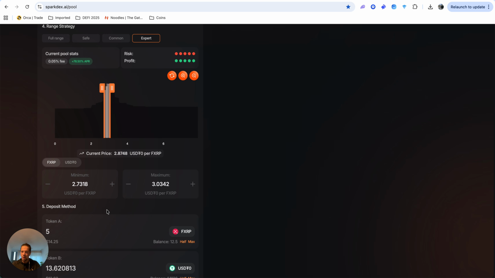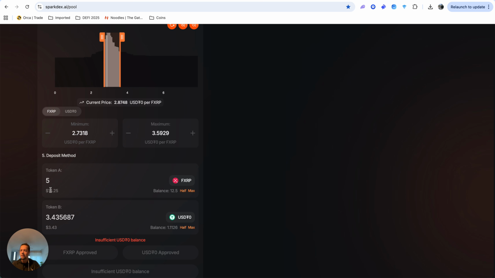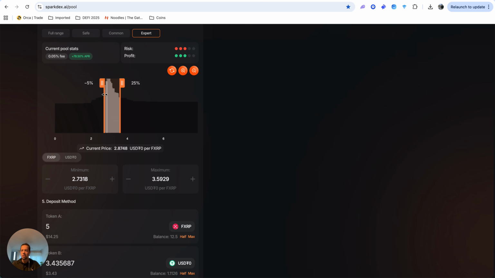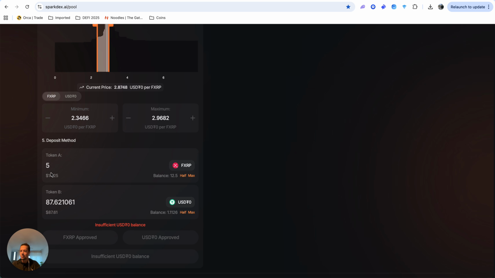But if I do the range, for example, -5 to +25, then I need the same amount of XRP, $14, but I just need $3 in USDT0, so I deploy mostly in Fxrp. If we do vice versa, let's say plus 2% more or less and minus 18, then I will need just a bit of XRP and mostly USDT0.